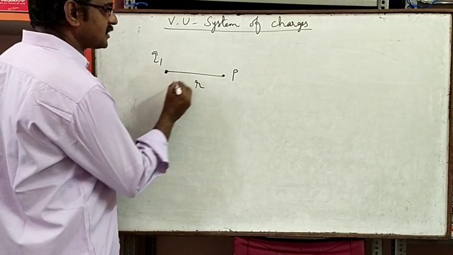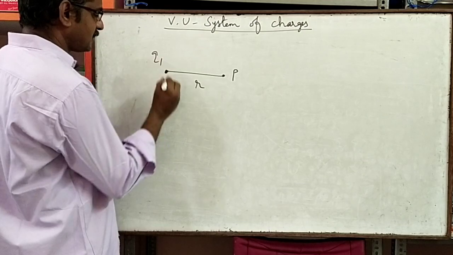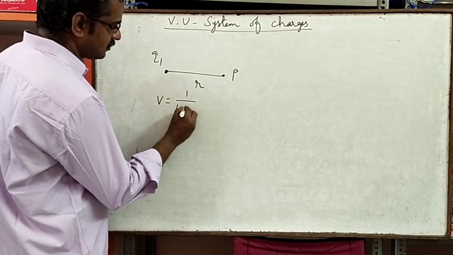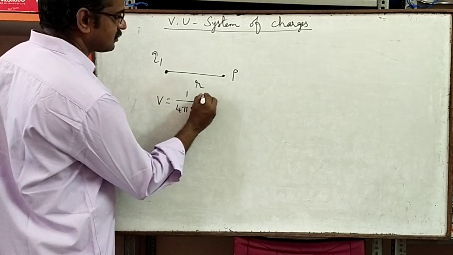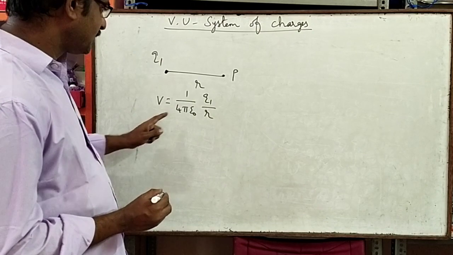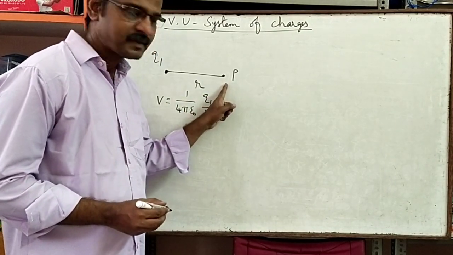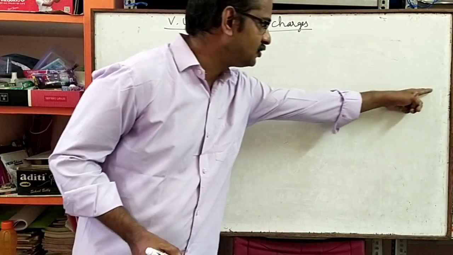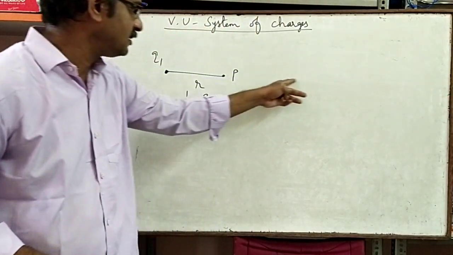Now electric potential at the point P due to this charge is V equal to 1 divided by 4 pi epsilon naught Q1 divided by R. This is electric potential at the point P. It is nothing but amount of work done in bringing unit positive charge from infinity to the point P.